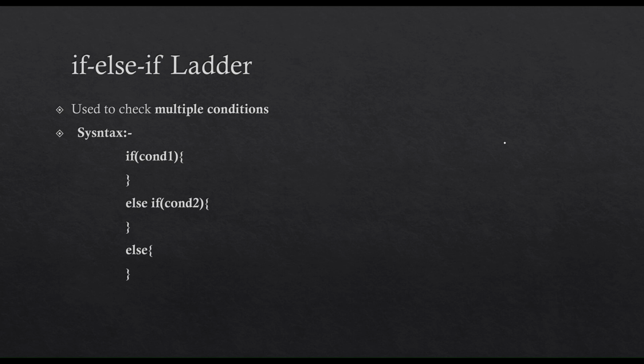a mark, and based upon the mark you have to give some grade. Suppose a student scores 90 to 100, you give them an A. Suppose a student scores between 80 and 90, then you give them an A2. Suppose a student scores between 70 and 80, then you give them B1, similarly B2, B3. So this is the multiple type of condition. Based on multiple conditions, you use the if else ladder.